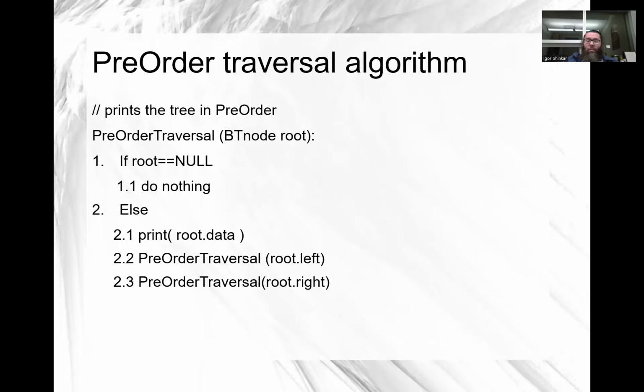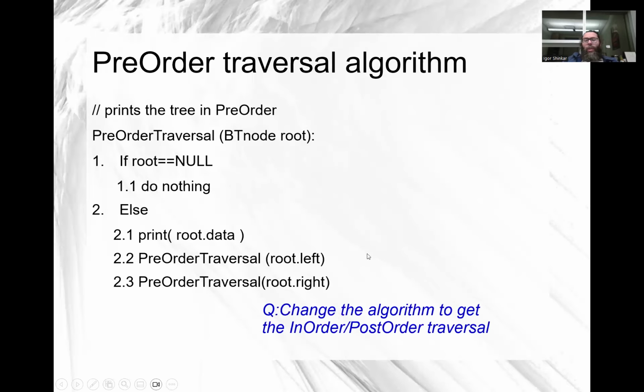Okay, that's your algorithm. And let me ask you this question. What do you need to change in order to get in-order and post-order? This is pre-order, so root comes first. It's not very hard to see. For in-order, we'll need to change these two lines, like 2.1 and 2.2. So print data will come in the middle. And for post-order, print data will be the last line. Pretty straightforward algorithm, and we'll see code in a second. The code doesn't differ from this by much.